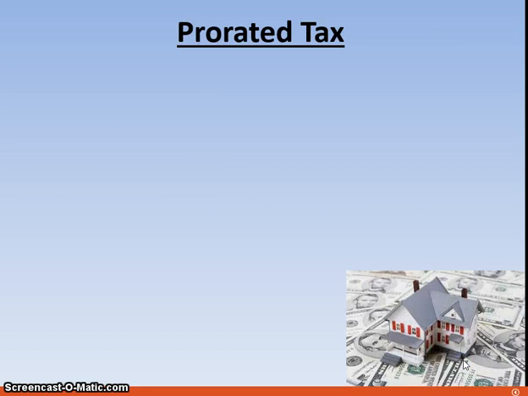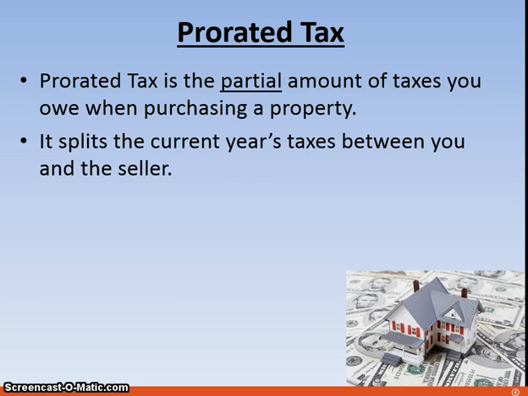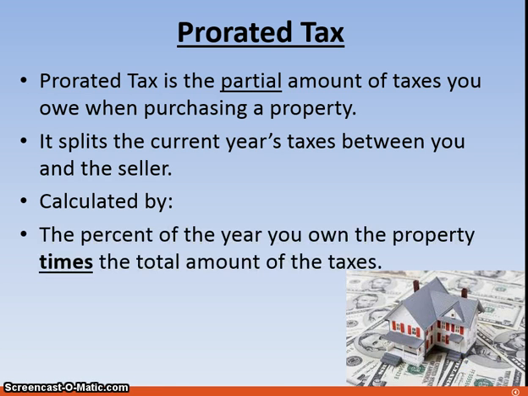This is called prorated tax. Prorated tax is the partial amount of taxes you owe when purchasing a property. It pays for the current year's taxes. It splits the current year's taxes between you and the seller, not meaning equal, but in a way that's fair based on when you bought the house. It's calculated by the percent of the year you own the property times the total amount of taxes.